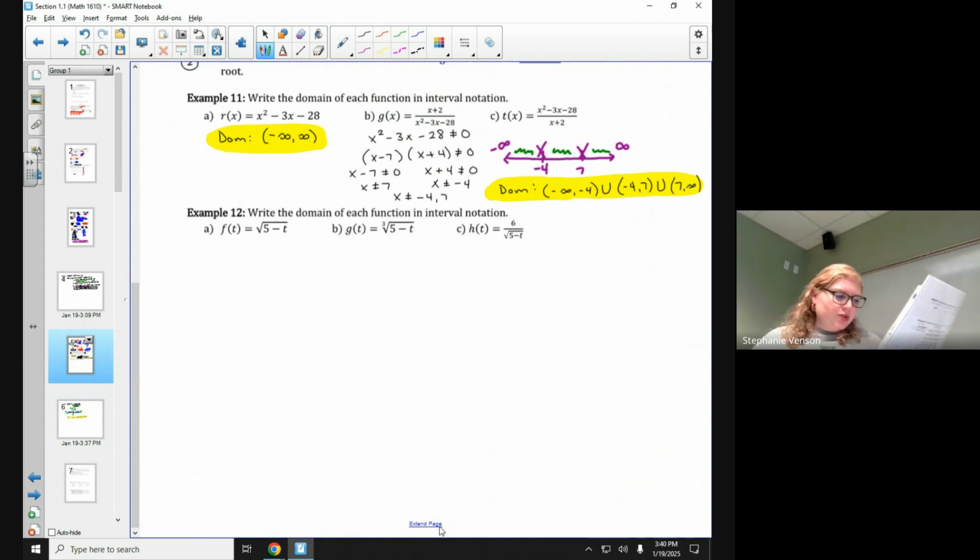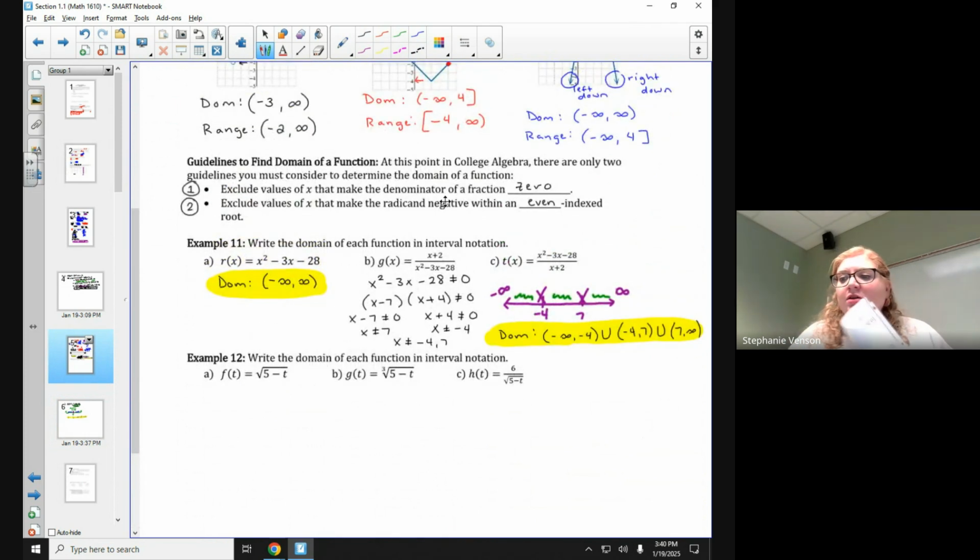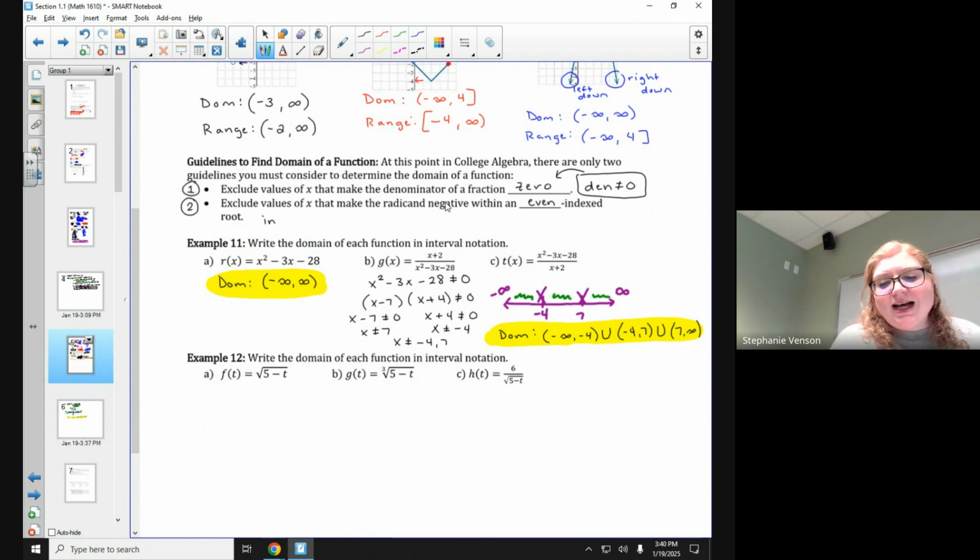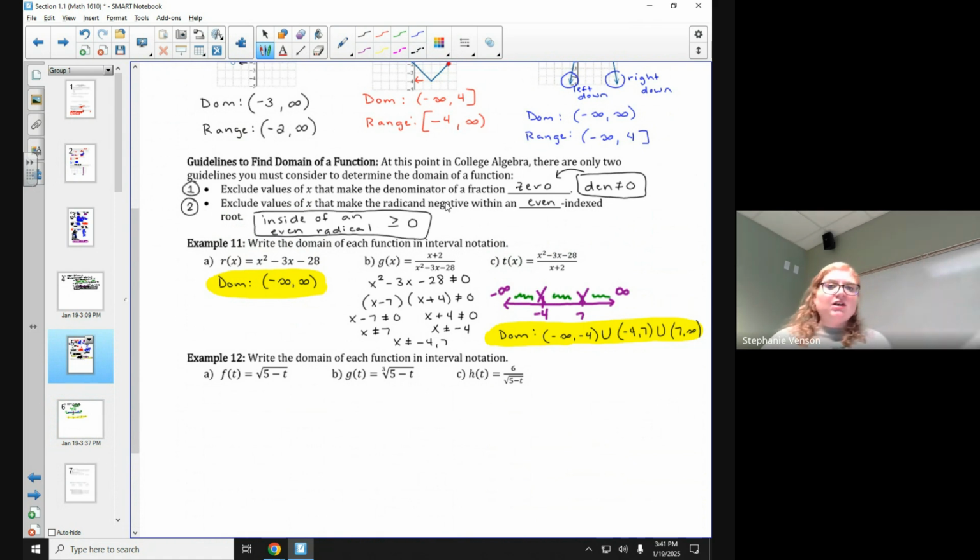We have the square root of 5 minus t. So here's your rule, okay? Let's go up here. Rule 1 was that the denominator could not equal 0. Rule 2 is that the inside of an even radical has to be greater than or equal to 0. Keep that in mind. The inside of an even radical has to be greater than or equal to 0.